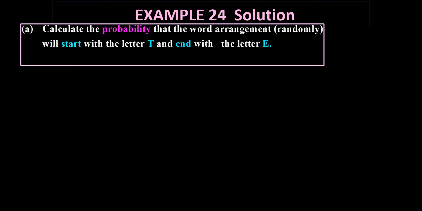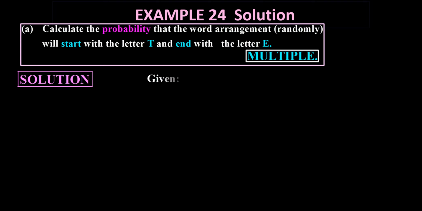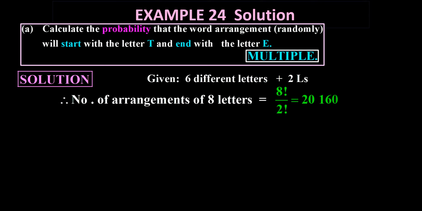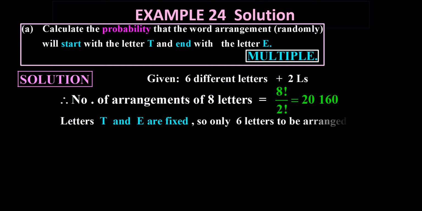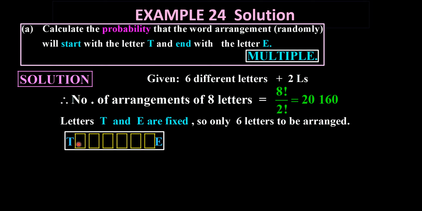Okay, we have got the word multiple, and we want to find a probability here. So let's see. As we can see, there are 8 letters. 6 of them are different, and we've got 2 L's. So how do we arrange 8 letters? If we have 2 L's, that will be 8 factorial divided by 2. You can leave it like that, but it's not such a large number. That's 20,160. Now, if the T and E are fixed, that means only 6 of the letters need to be arranged. Just look there. We start with the T and end with the E. So the T and the E are already fixed. They don't move around. So it's only 6 letters.